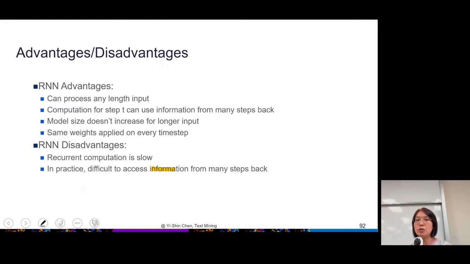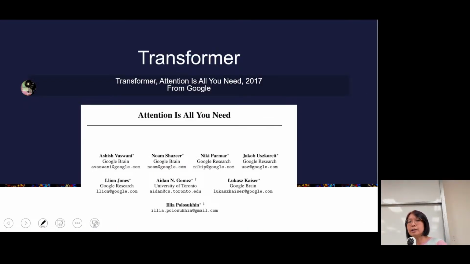But they have the advantage that they can process any input length, and the computation for step T can use information from many steps before. The model size does not change, and they apply the same weights at every time step. So it is very convenient for you to train an RNN. A lot of people around that time thought RNN was our answer. But then the next paper came in. I want to talk about this one.